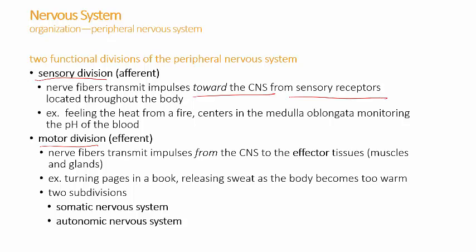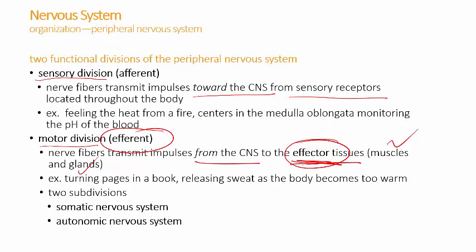The motor division of the peripheral nervous system, these are the nerve fibers that carry the impulses from the central nervous system out to the effector tissues. Notice efferent and effector. So efferent takes information away from the central nervous system toward the effector tissues. And remember, those effector tissues are muscles and glands.